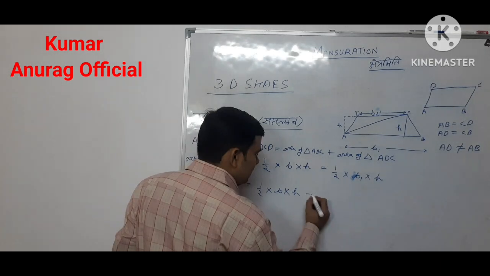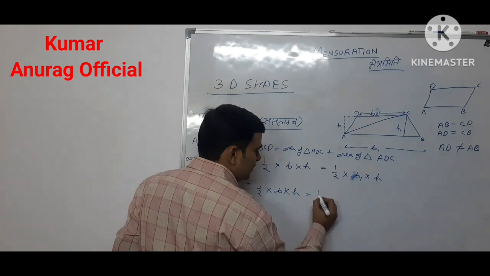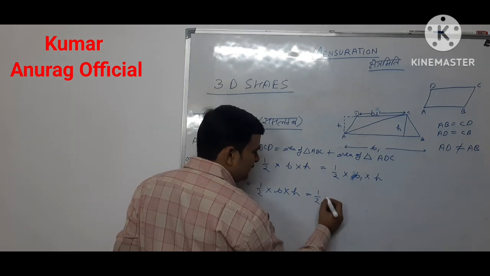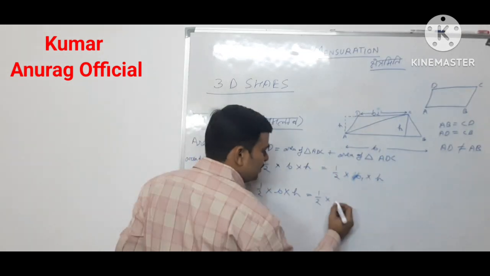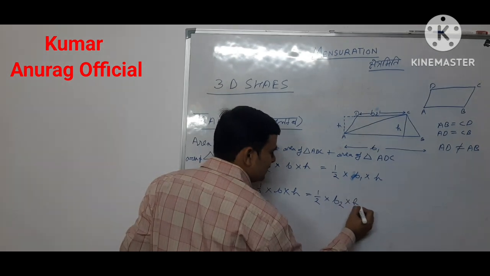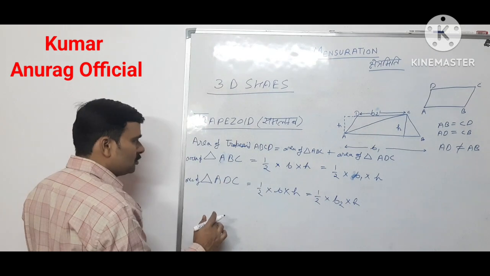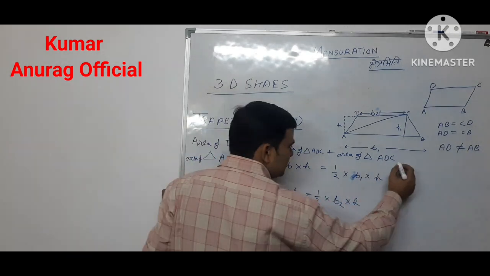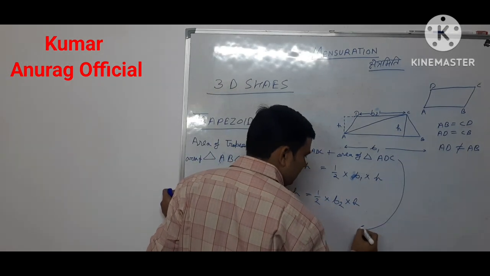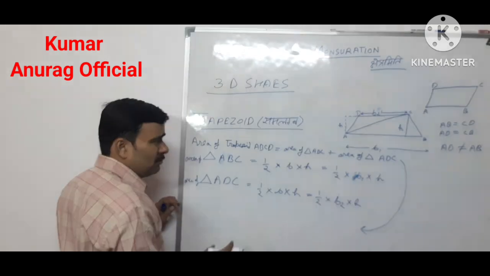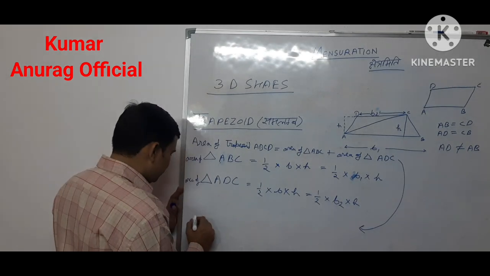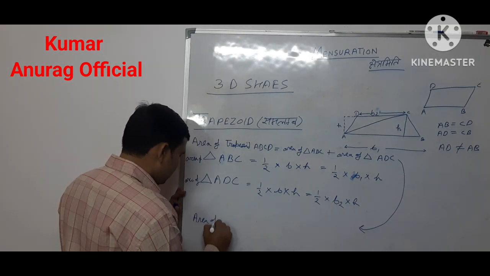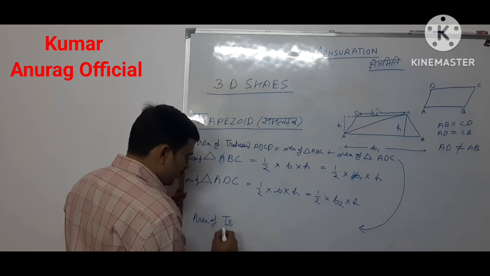So in triangle ADC, half and base can be denoted by B2 and height is the same. So when we combine both and keep the values in this formula, then we will get the area of the trapezoid.